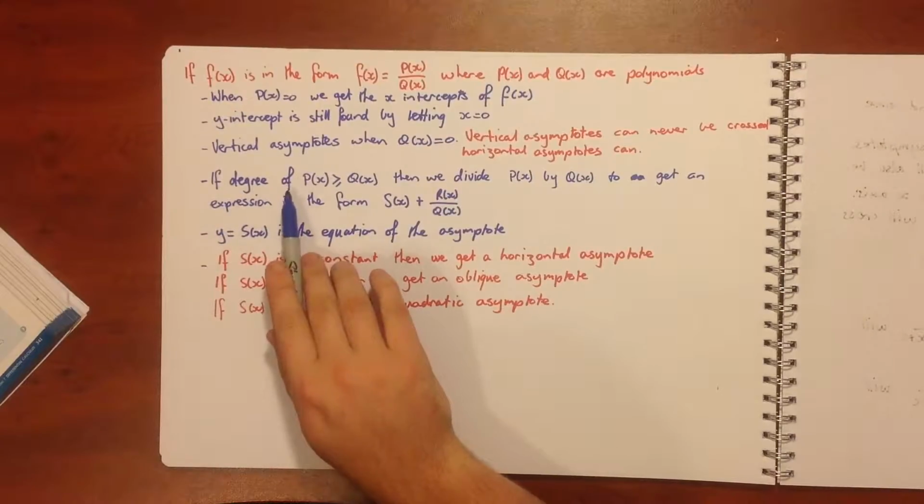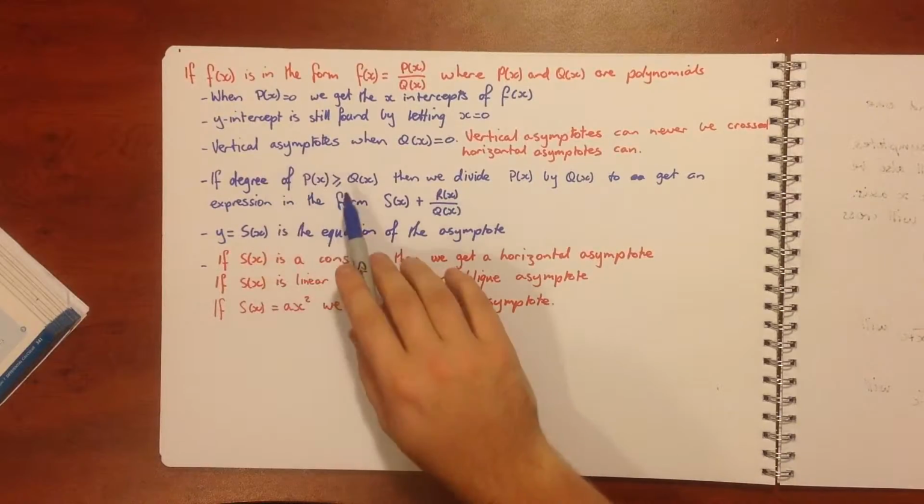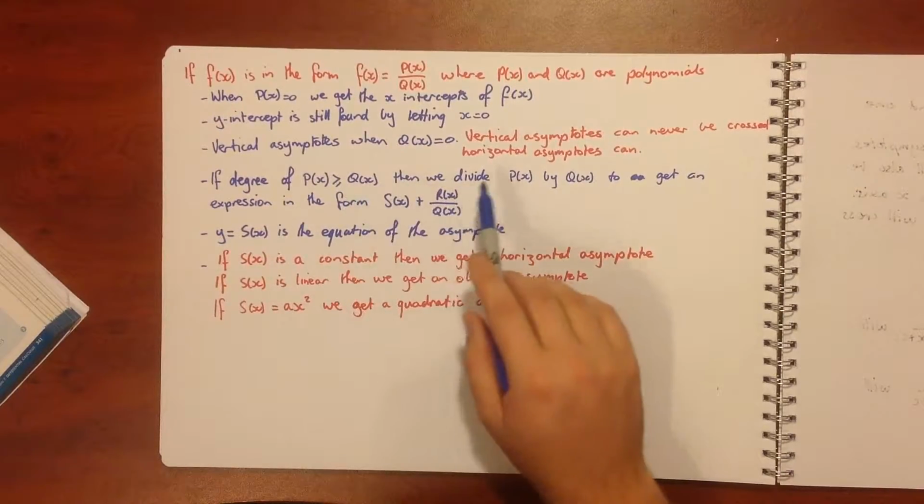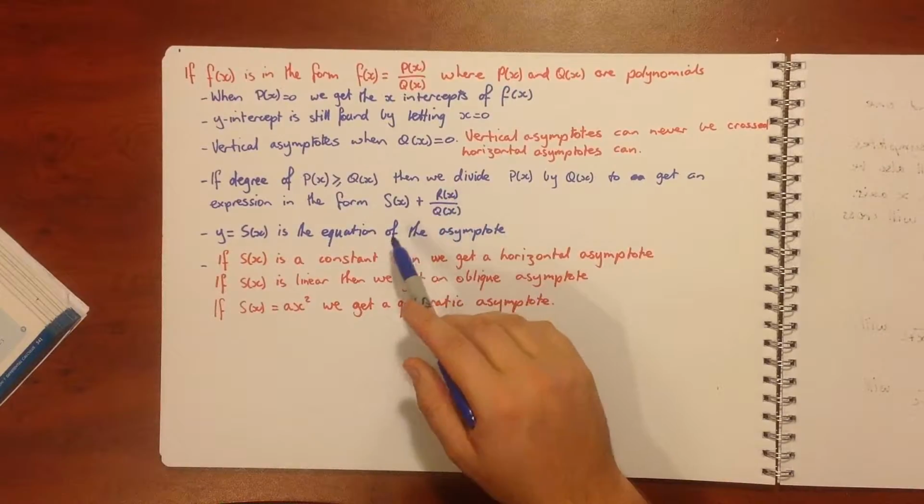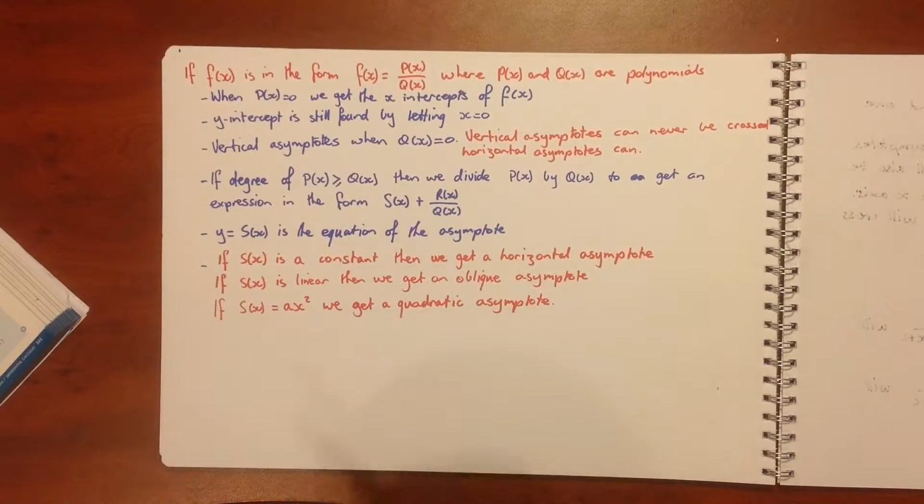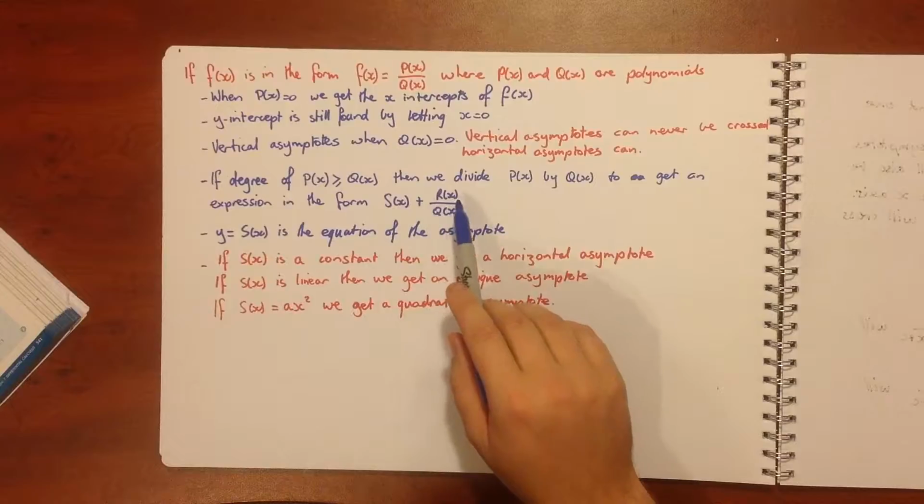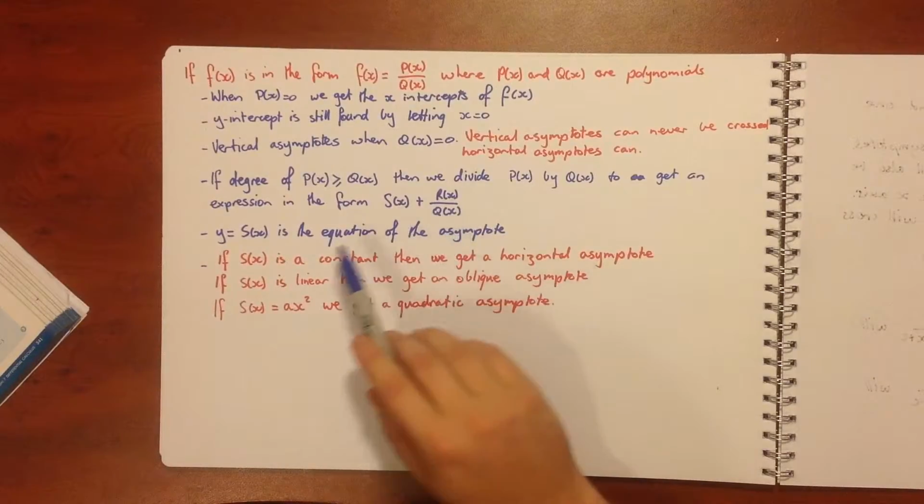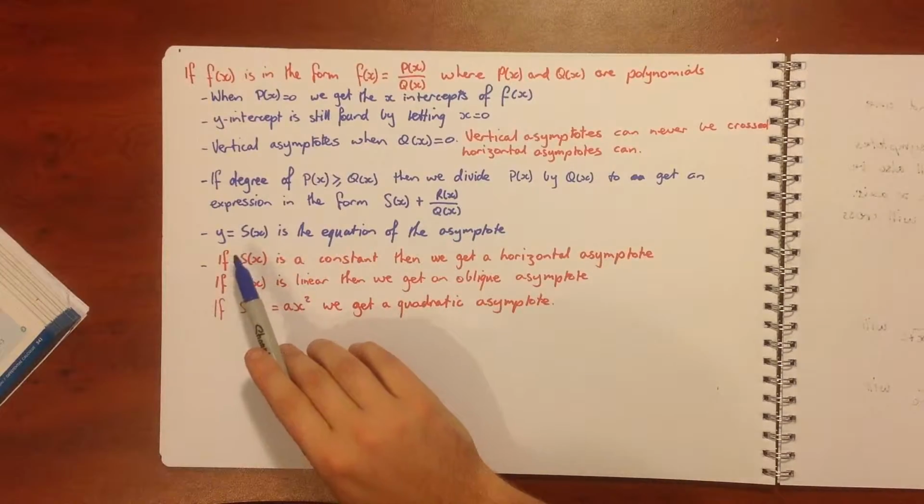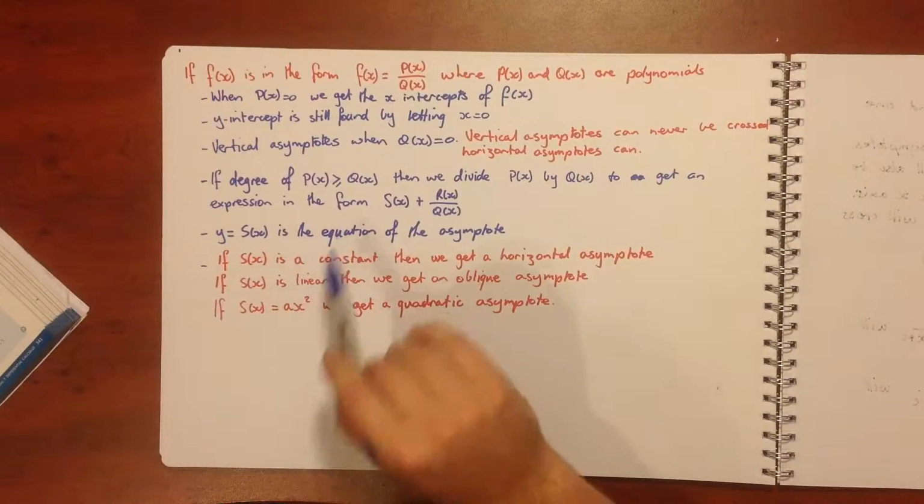If the degree of p of x is greater than the degree of q of x, then we divide p of x by q of x to get an expression in the form of S of x plus R of x over Q of x. y equals S of x is the equation of the asymptote.